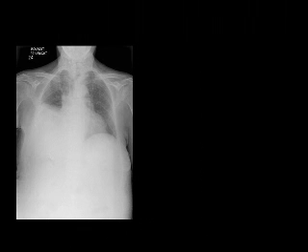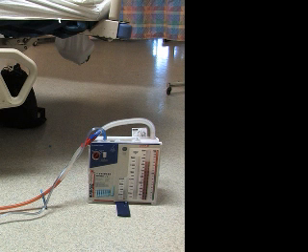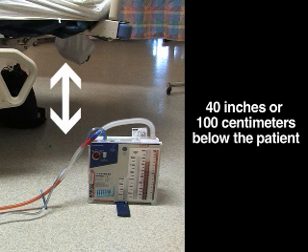A stepwise approach to the drainage of chronic large pleural effusions is recommended, not exceeding 1 to 1.5 liters within a 30-minute period. The pleural drainage system must be kept approximately 40 inches below the patient in order to prevent retrograde flow of air or fluid back into the pleural space.